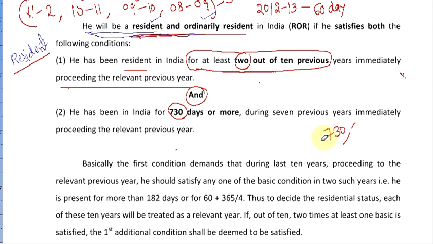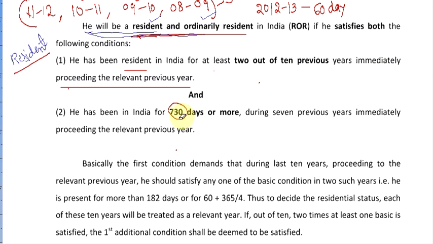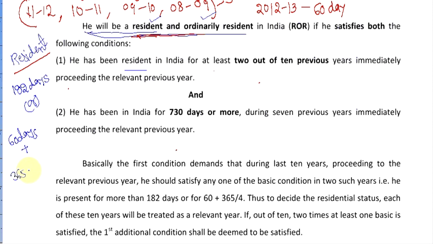So the important point is here. First, we should identify whether he is a resident or not. If he is a resident, what are the points helpful to become a resident? First, to become a resident, his total stay during the previous year must be 182 days or more. First point. Or if not, his total stay of 60 days during the previous year plus at least 365 days during the four preceding previous years. Either this or this, anyone must be satisfied, and he becomes a resident. After he becomes a resident, we need to calculate whether he is ordinarily resident or not.